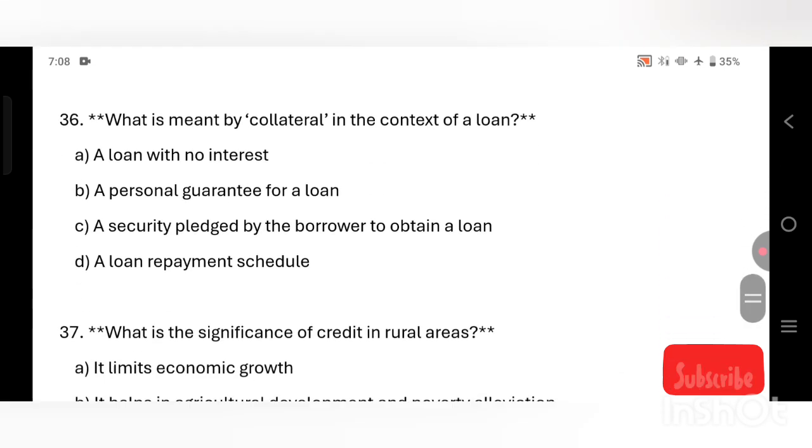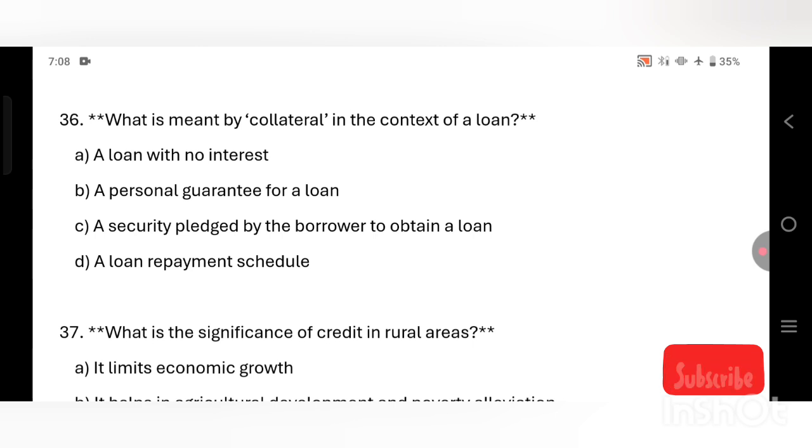Question number 36. What is meant by collateral? This question, or related questions, are sure to come: what is collateral, or define collateral, as an MCQ. So what is meant by collateral in the context of a loan?